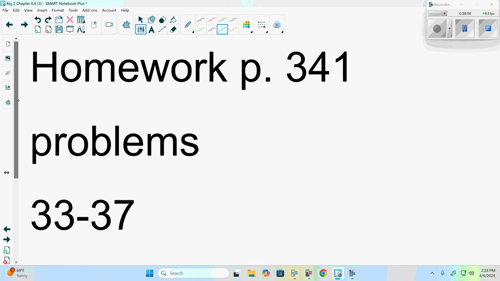But the assignment is 5 problems, 33 through 37. 33, 34, 35, and 36, you will get one solution that works. You're most likely going to get one extraneous solution as well. 37 will have two solutions, two values of x that work.